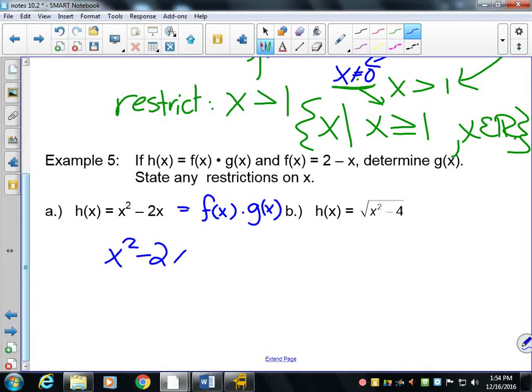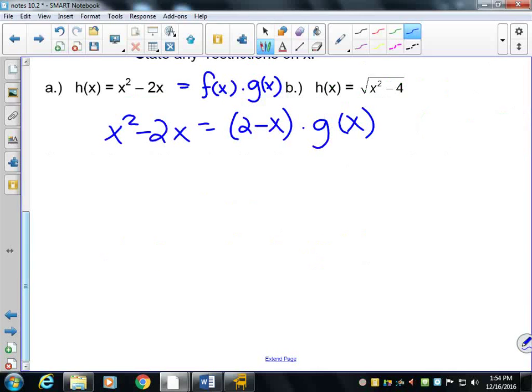x squared minus 2x is equal to 2 minus x times g of x. Are you guys okay with me inputting that? So I just inputted what they stated f of x was. Okay? How do I get g of x alone? Divide by 2 minus x. I agree. So now I've got g of x.